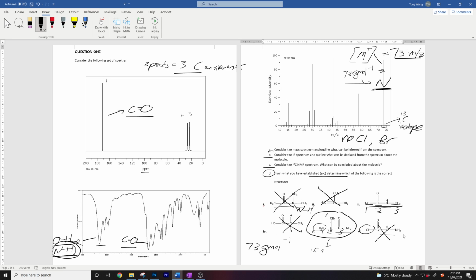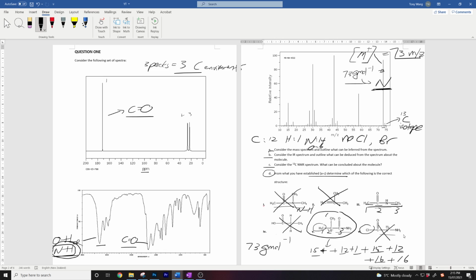Carbon is 12, H is 1, nitrogen is 14, and oxygen is 16. You'll be provided all these, you don't need to memorize it. Okay, so let's add it up. This is 15 plus 12 plus 1 plus 15 plus 12 plus 16 plus 16. So that's 15, 27, 28, 43, 55, 55, 71.